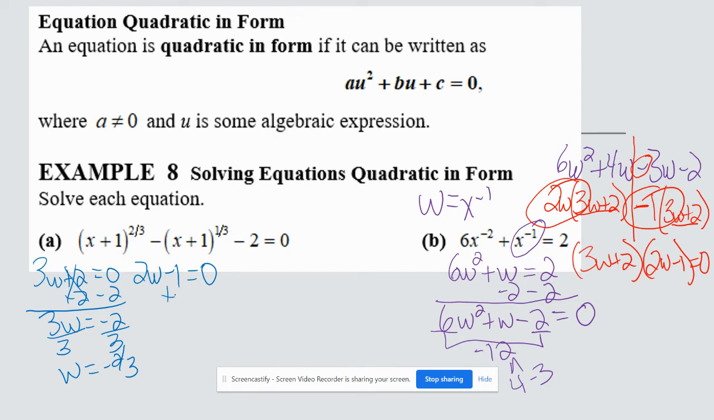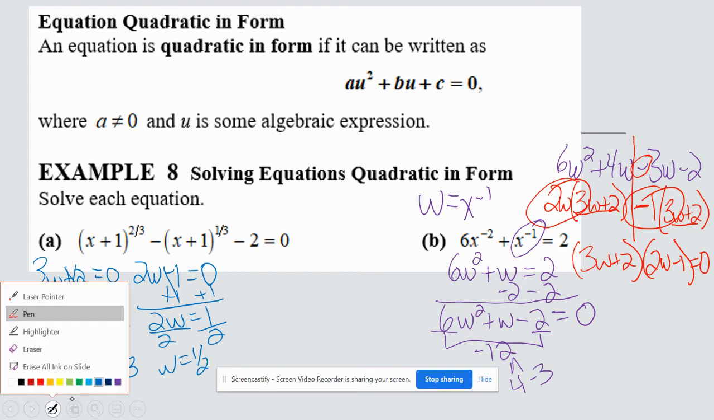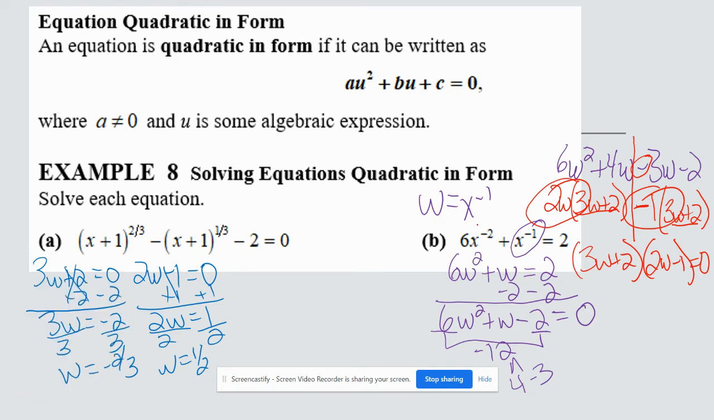For 2w minus 1, we start with adding 1 to both sides, and then divide both sides by 2. W is 1/2. But wait, there's more. We still have to get our original x back into that equation.